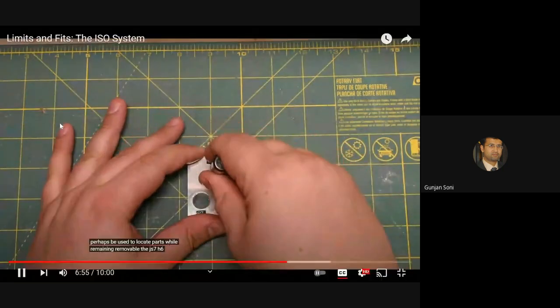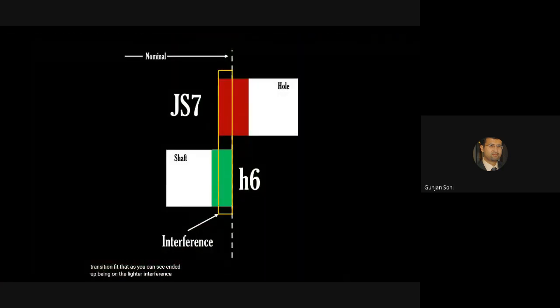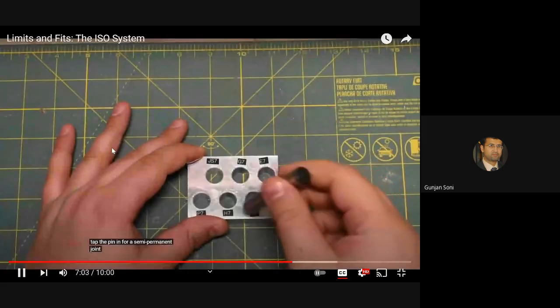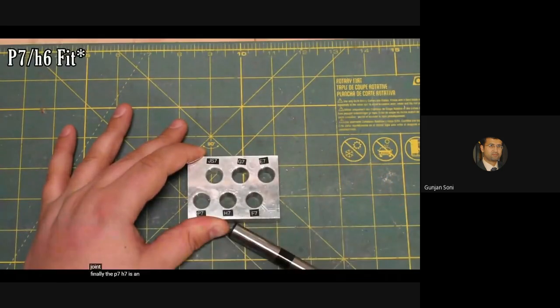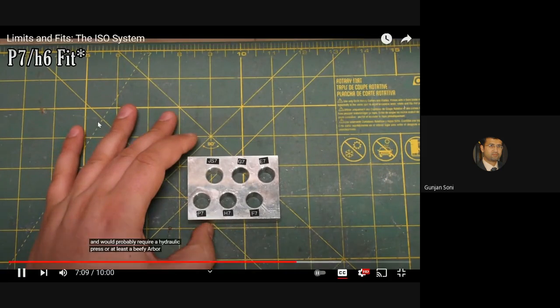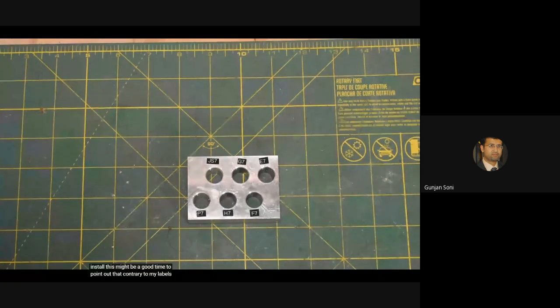The JS7H6 is a transition fit that, as you can see, ended up being on the light interference side, but a rubber mallet would work to tap the pin in for a semi-permanent joint. Finally, the P7H7 is an interference fit and would probably require a hydraulic press, or at least a beefy arbor press to install.